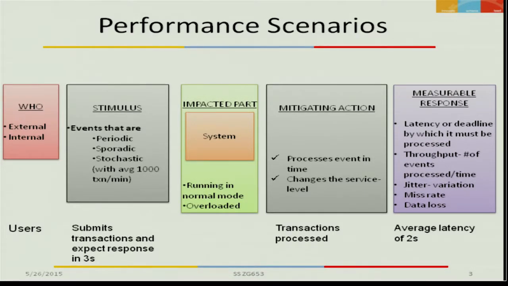So what are the measurable responses for performance scenarios? The measurable responses are latency, or the deadline by which it must be processed, or throughput, which is the number of events processed per unit time. It could be jitter, miss rate, or even data loss. These are all measurable responses that are allowed.